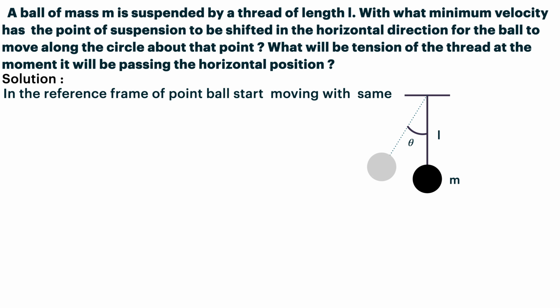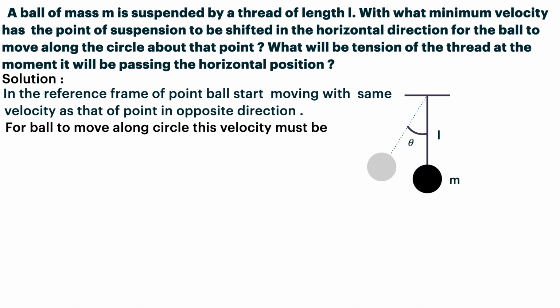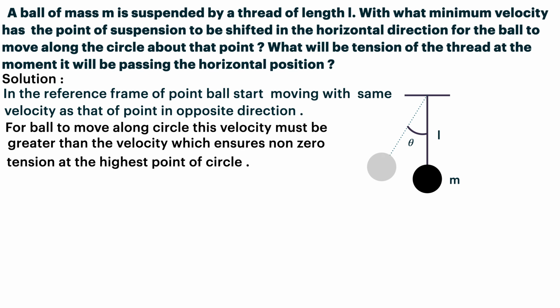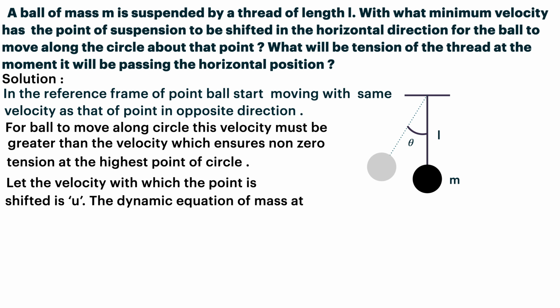Solution. In the reference frame of the point, the ball starts moving with the same velocity as that of the point in the opposite direction. For the ball to move along the circle, this velocity must be greater than the velocity which ensures non-zero tension at the highest point of the circle. Let the velocity with which the point is shifted be u.